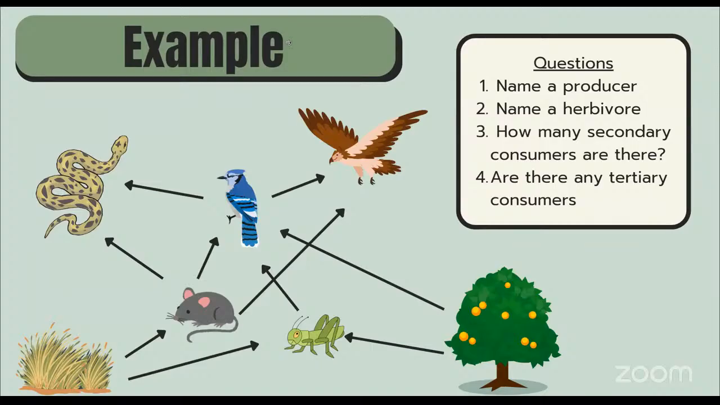Tree. Okay, good. Yes, tree is a producer. Tree with orange, yes. Plant, okay. Grass, yes. Okay, all right. So grass, tree, okay. Then algae. Algae? No, that's not algae. That's grass. Have you all seen rats eat algae? No. It's grass, okay? It's grass, not algae.